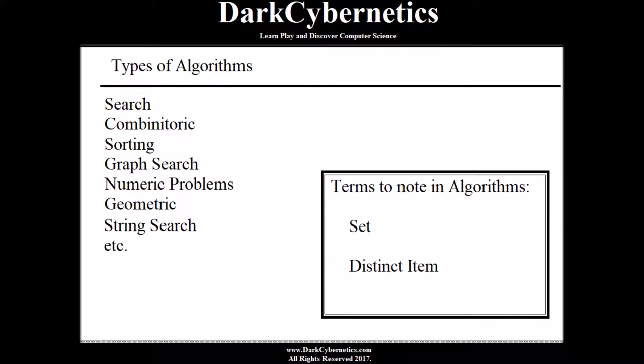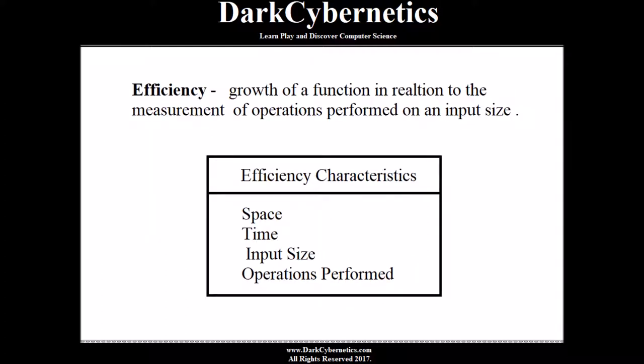There are other types of algorithms. There are algorithms that address sorting, searches, numeric problems, geometric, combinatoric, graph, and even string searches. In this course series, we will also go over graph notation and using data structures like linked lists. When we discuss efficiency, an algorithm can have several types of efficiency: worst case, best case, and average case. And this information relates to the way the algorithm performs based on the input size.